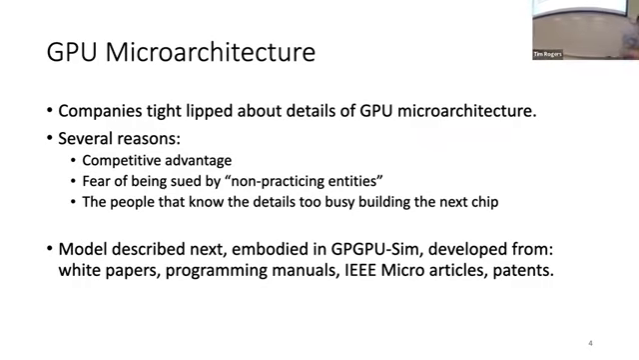Why do they do this? Well, competitive advantage, fear of being sued by non-practicing entities. So if I tell you exactly what's inside the microarchitecture, and then I'm some patent troll that just has a patent that does that thing, then you just told me that you violated my patent and I don't have to do anything and I can go sue you, right? So there's no upside for me to tell you what's inside this thing, precisely because it just exposes me to lawsuits essentially. And like I told you before, the major vendors have mutually assured destruction. They cannot go after each other because they have enough to go after the other one.